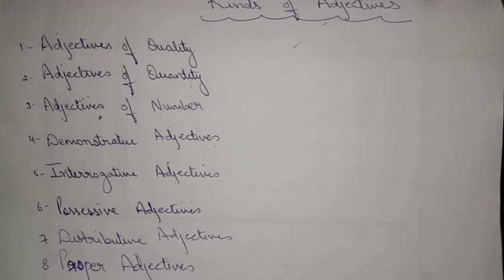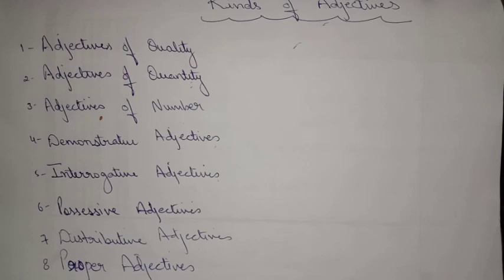So we have 8 kinds of adjectives: adjective of quality, adjective of quantity, adjective of number, demonstrative adjective, interrogative adjectives, possessive adjectives, distributive adjectives, and proper adjectives. So just have a glance at all these step by step.